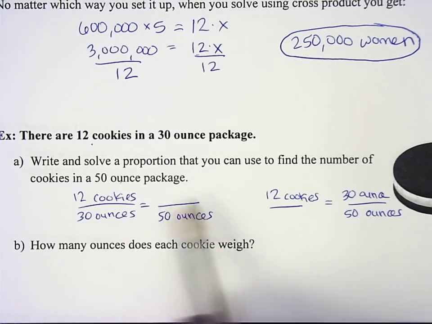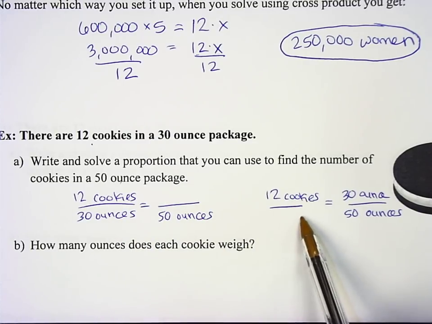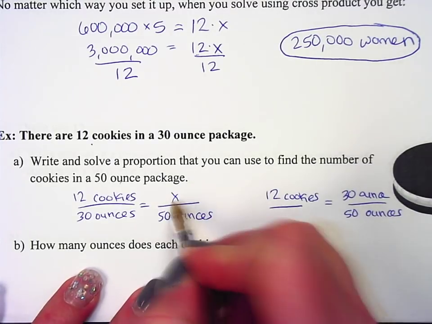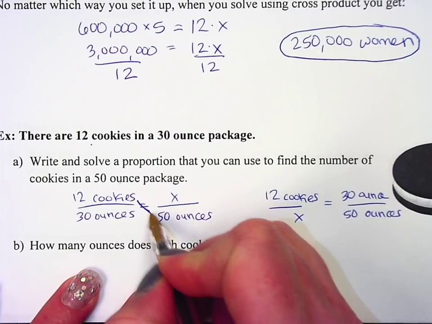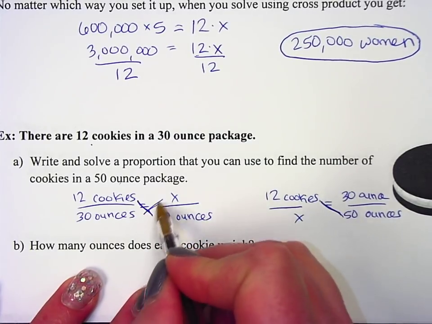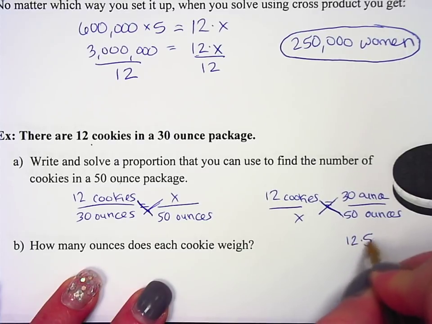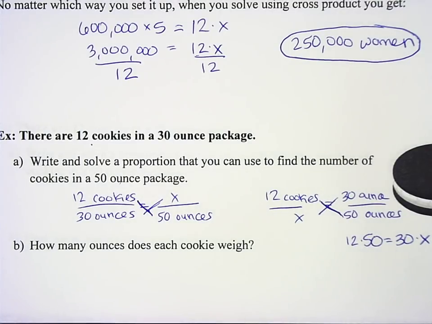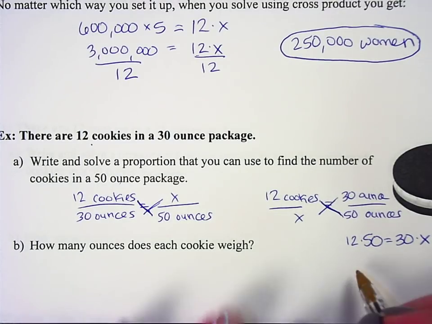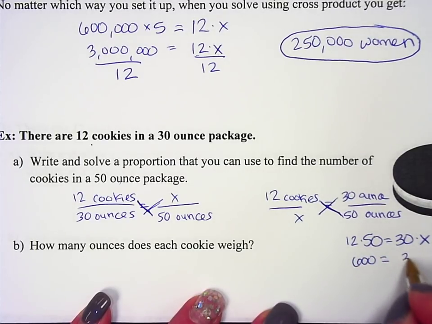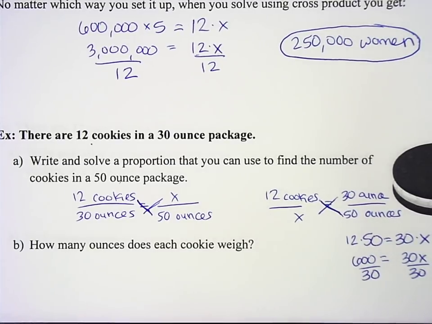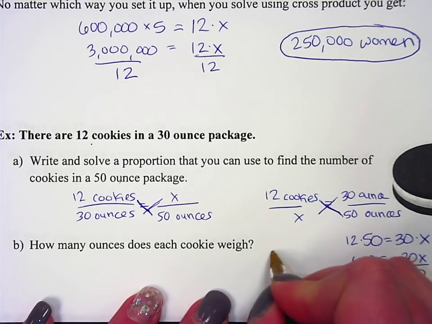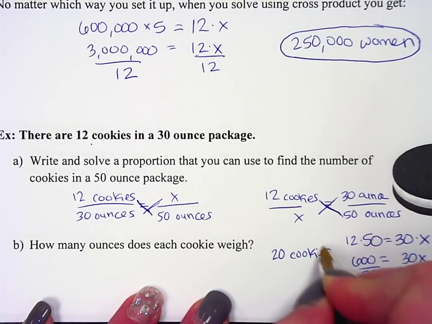So I can compare cookies to ounces, or cookies with cookies and ounces with ounces. Either way, when I go to cross multiply, I'm going to do 12 times 50 and then 30 times x. So 12 times 50 equals 30 times x. In my calculator, 12 times 50, we're looking at 600. So to solve for x, we're going to divide by 30. 600 divided by 30 is 20. So if I have a 50-ounce package, I would then have 20 cookies.